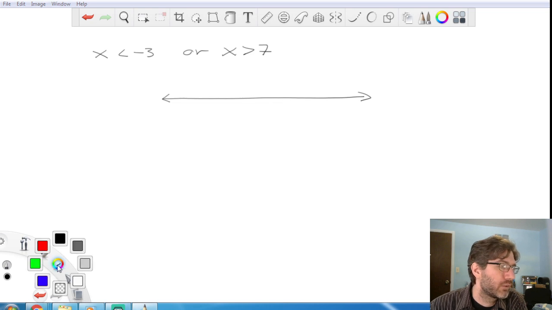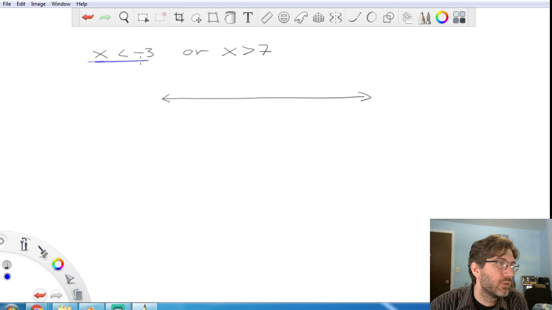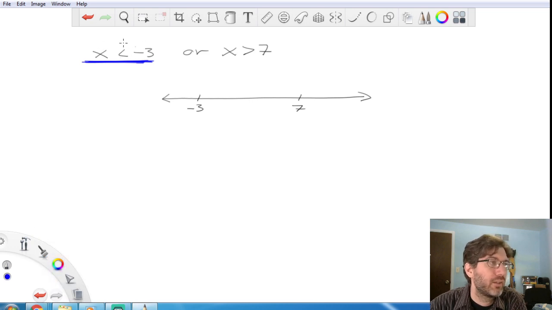Let's go ahead and color code that again. So let's make this guy blue. And let's get our -3 on there and our 7 on there. I don't really care much about anything else, but blue deals with a less than sign, so it's a circle. And I want numbers that are less than -3, so I'm going off in this direction here.